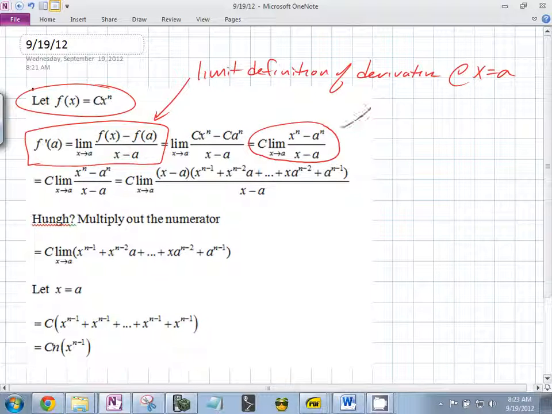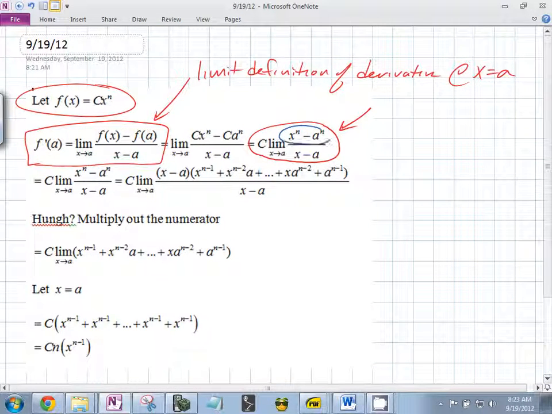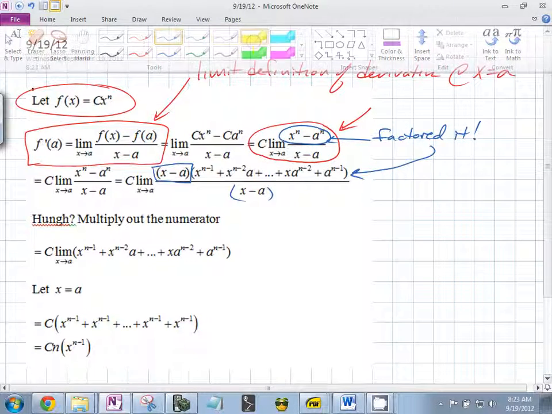Okay, so you're stuck with this thing right here. So what do you have to do? Do you remember what we did at this point yesterday? We did something to the numerator. What did we do? We factored it. And we factored it into this thing right here, where you can pull out an x minus a, which is the magical thing, because once you pull out the x minus a, what can you do with those two x minus a's? You can cancel them, and you're left with this very useful thing right here.